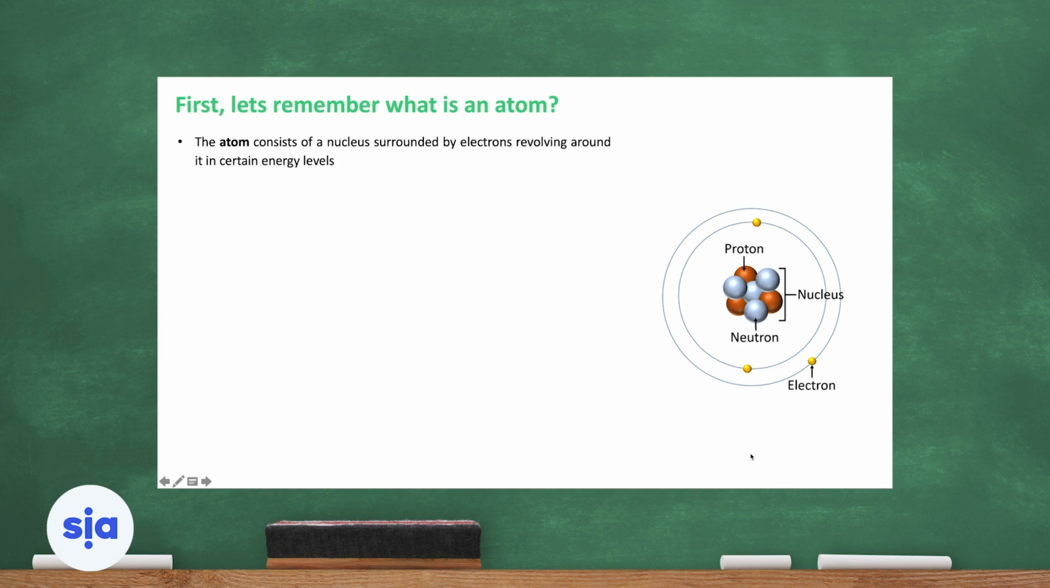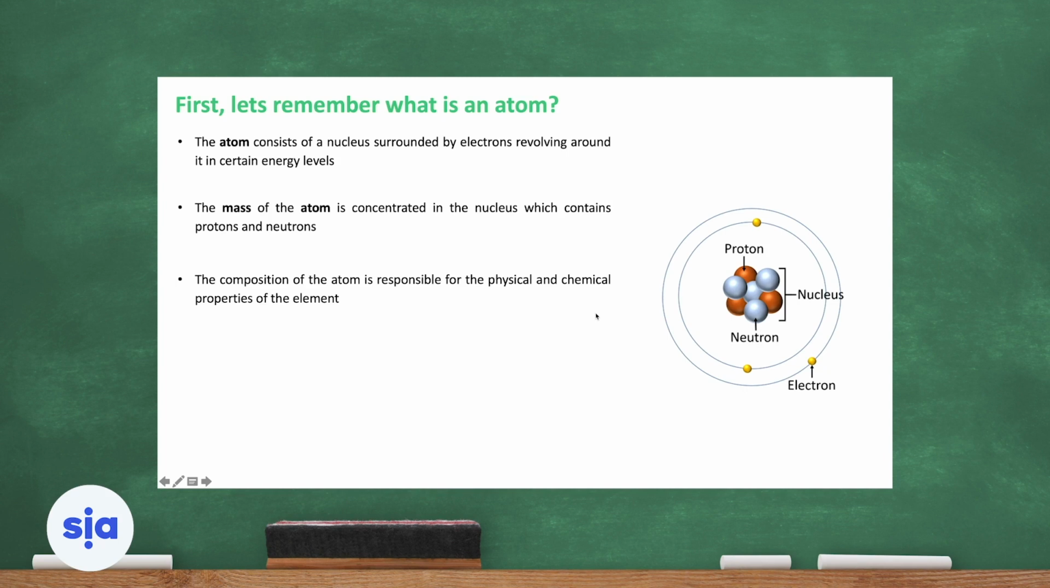The atom consists of a nucleus at the center, surrounded by electrons, revolving around it in certain energy levels. The mass of the atom is concentrated in the nucleus, which contains two different particles, protons and neutrons. The composition of the atom is responsible for the physical and chemical properties of the element.